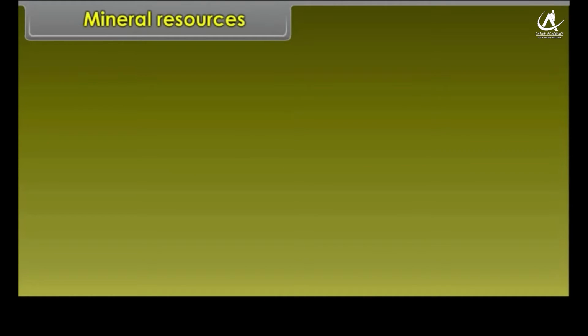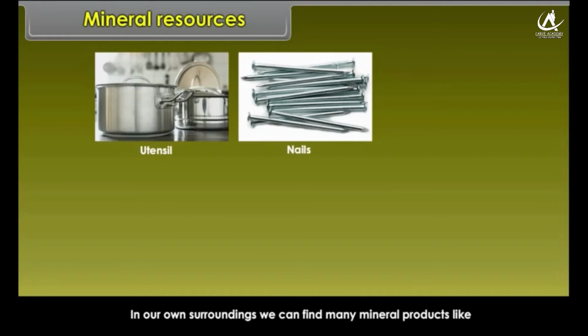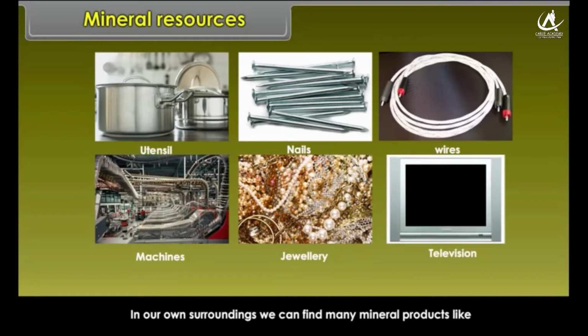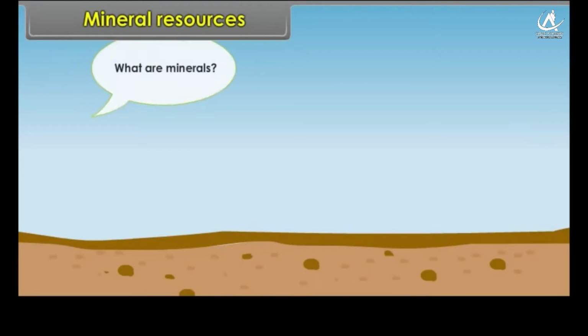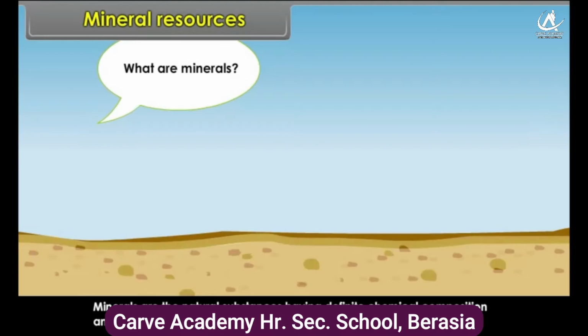Mineral resources. In our own surroundings, we can find many mineral products like utensils, nails, wires, machines, jewelry and television. All these have been made of some kind of mineral. What are minerals? Minerals are natural substances having definite chemical composition and physical properties.